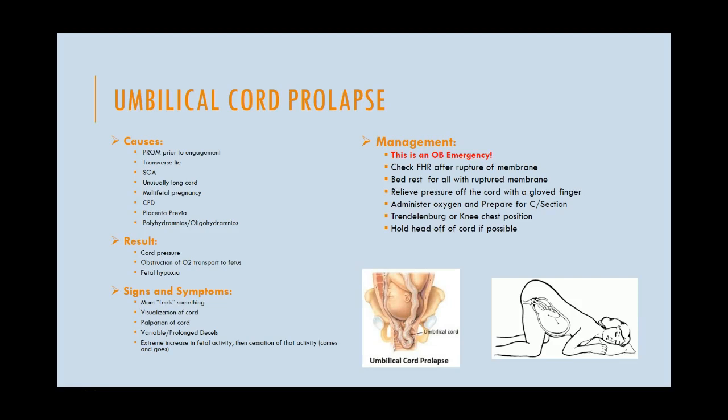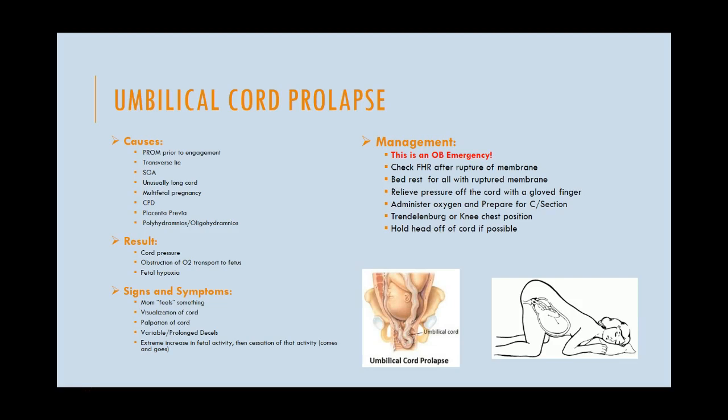We also have to keep these moms on bed rest, especially if they have ruptured membranes and the fetal presenting part is not engaged. We would not allow those moms to get up and ambulate around the hallway. If you find one of these, the way we manage it is that we relieve pressure off of the cord with a gloved finger. If you do a sterile vaginal exam and you find that there is a cord prolapse, you don't get to take your hand out.